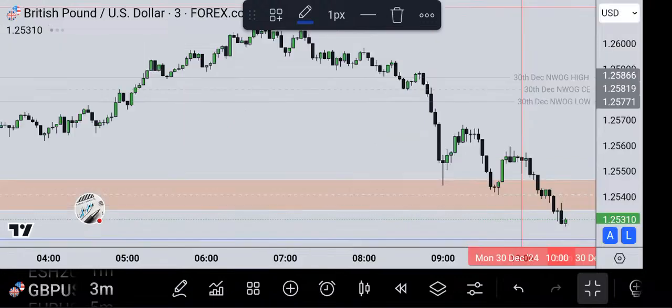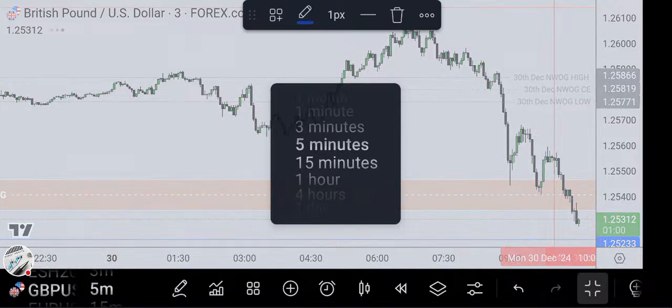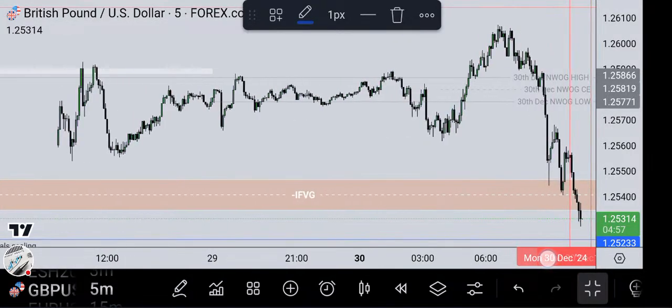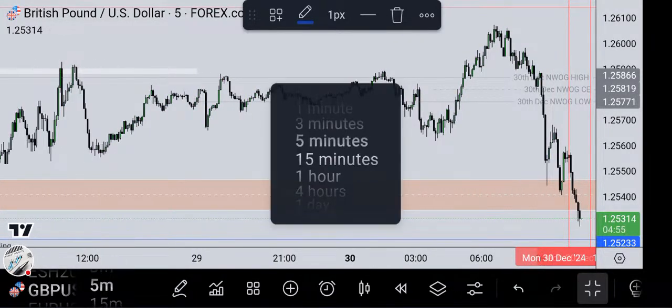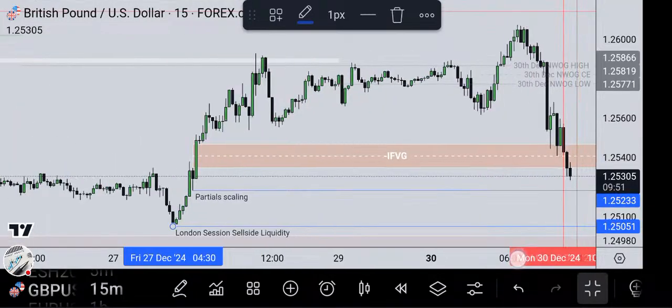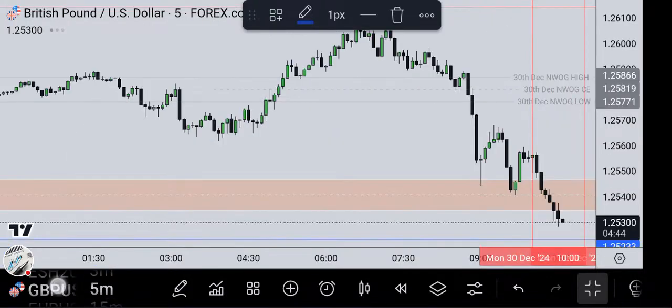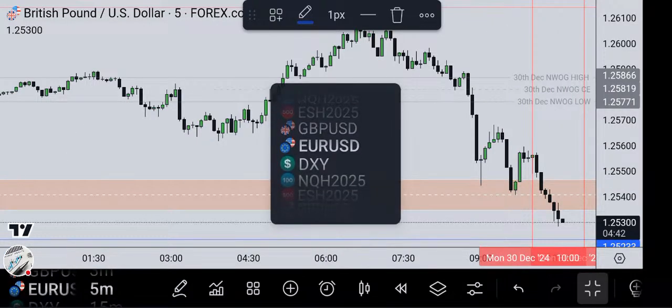Let me see if there will be a better time frame. The 1 minute doesn't look as bad as that. Let's see the 50 minute. Okay, the 50 minute looks nice. I actually like the way it is. So let's take a quick look at the euro dollar.